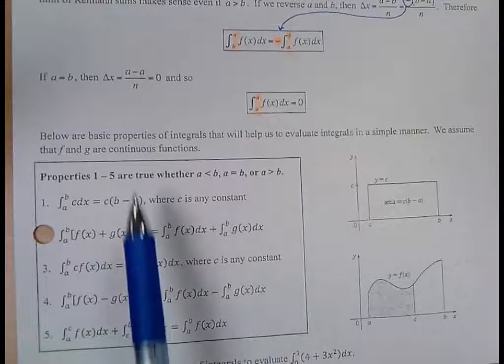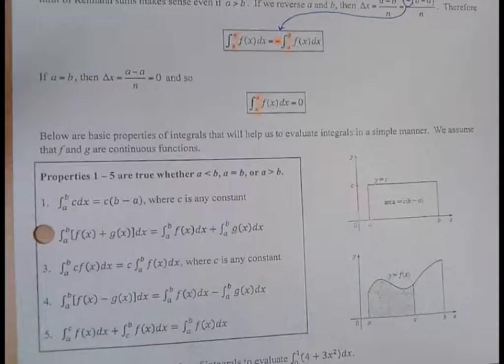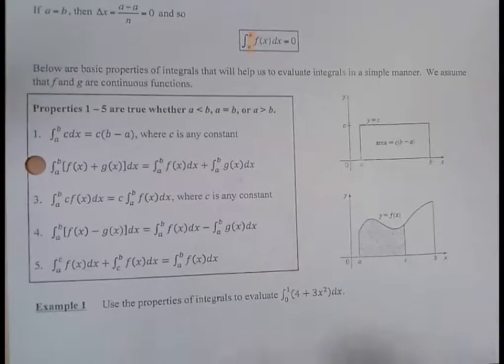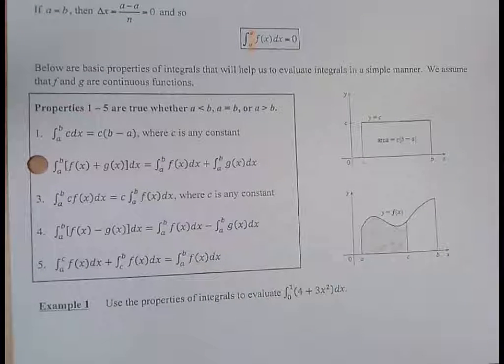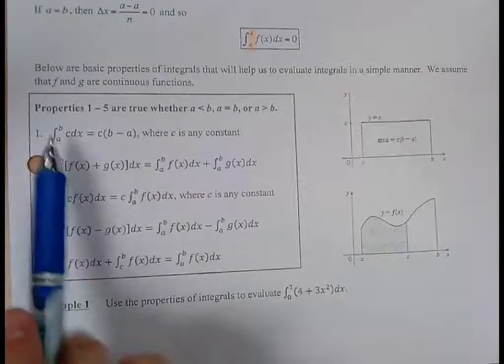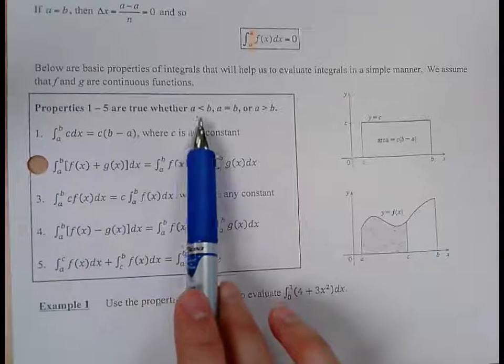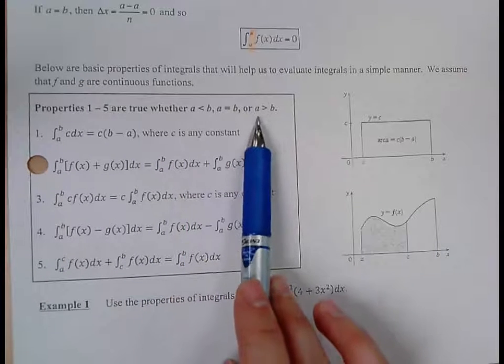And then I numbered the properties below the same way they're numbered in the book. So if you're working through any problems and it mentions property 3, you can even look on your sheet and know what property they're talking about. But these are just basic properties. We're assuming with these properties f and g are both continuous functions. And these properties are true whether or not a is less than b, equal to b, or greater than b.